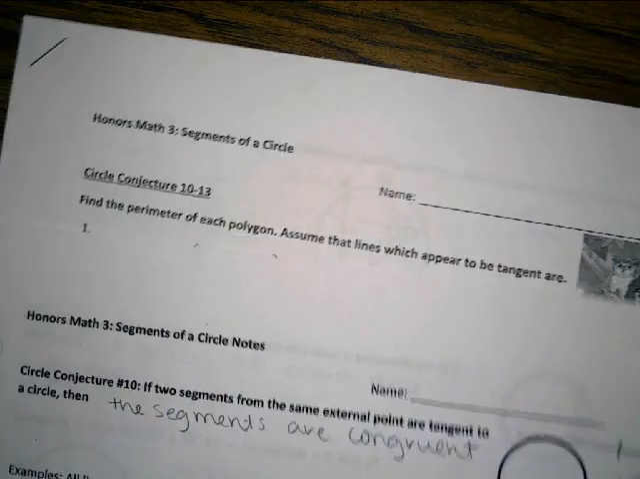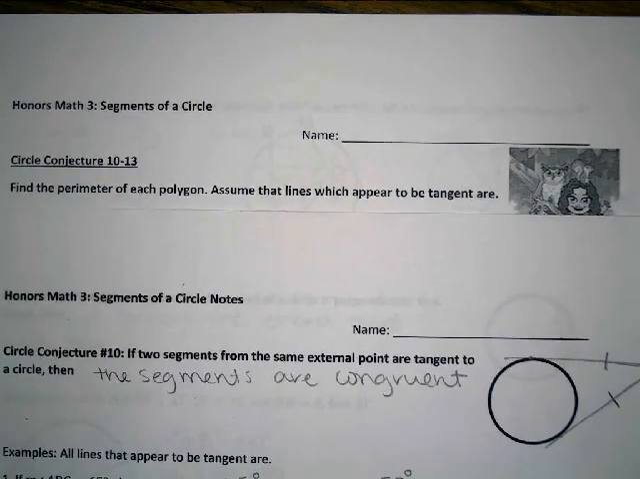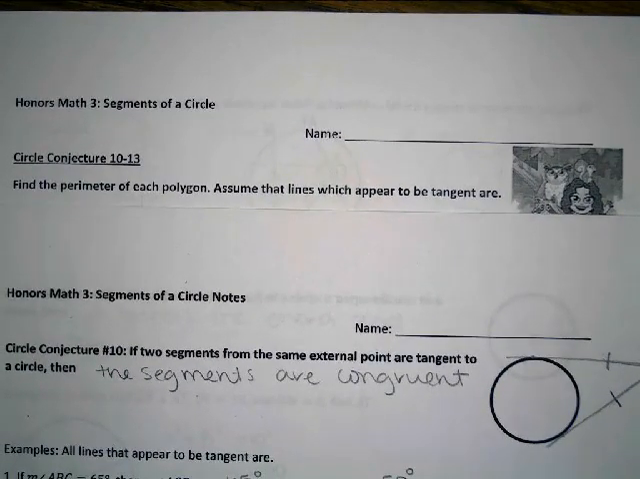So segments of a circle is what we're looking at now. Angles of a circle should already be done, except for the very last page. We did pages 1, 2, 3. And then the very last page is going to be extra credit, and I'll give it back to you, and you can do the extra credit if you want.